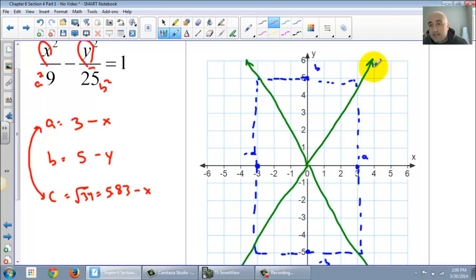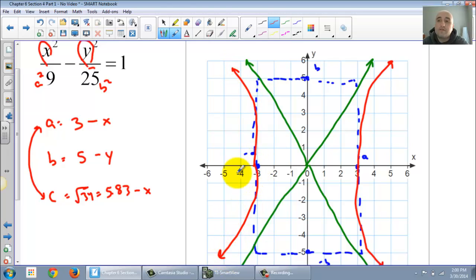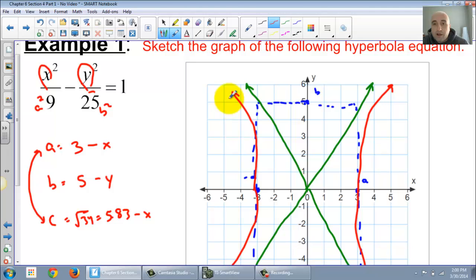So these green lines are our boundaries. We cannot cross those green lines. Don't forget your arrows. Okay, so there is our hyperbola. Now, once again, this is very difficult to draw on the computer, so I'm trying to do my best and keep it as neat as possible.